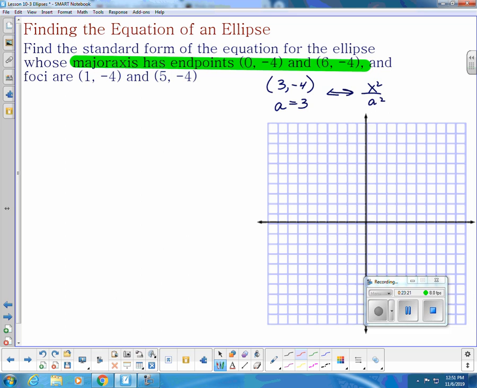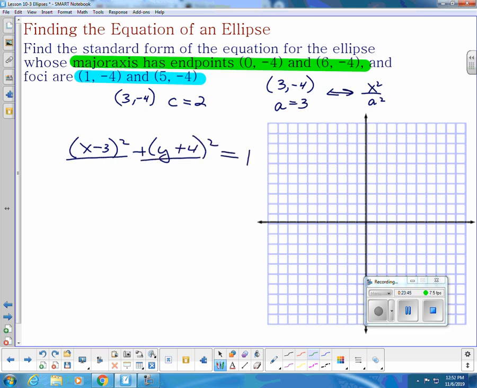Foci. You gave me the foci. So what my center is, again, is (3, -4). So what's my c value? c equals 2. (x minus 3) squared plus (y plus 4) squared equals... a squared goes on the bottom of the x. And my a squared equals b squared plus c squared.